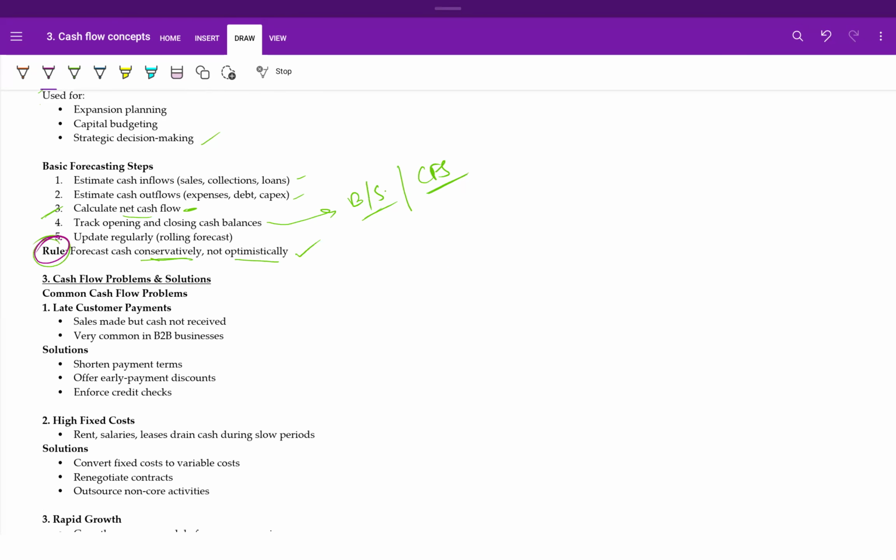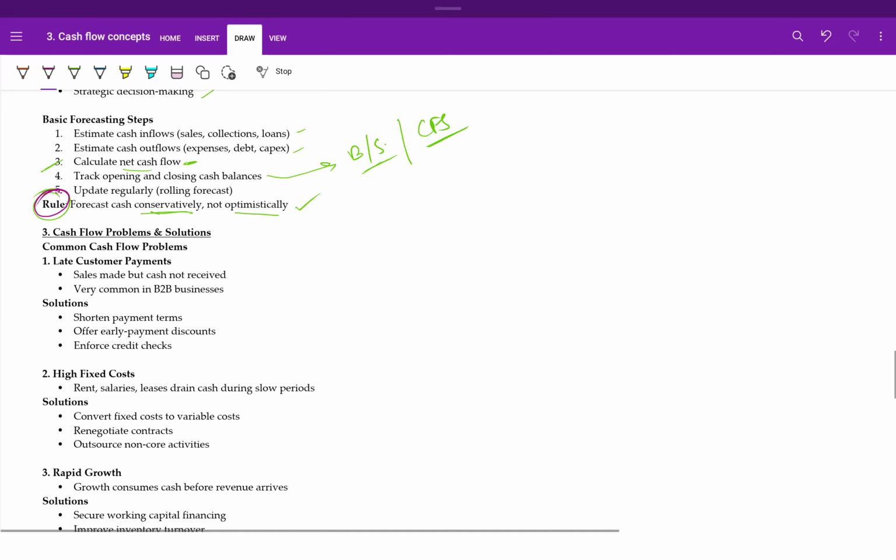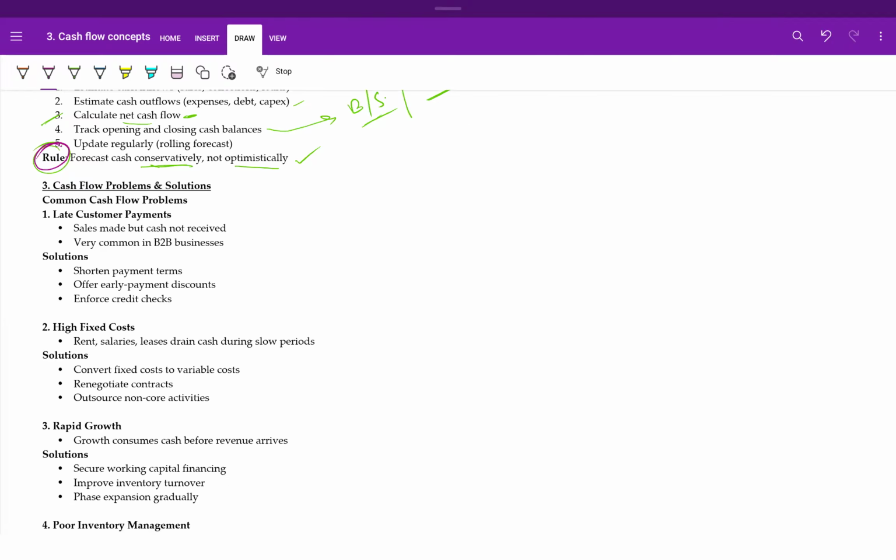Okay. Now let's talk about cash flow problems and solutions. So common cash flow problems are late customer payments. This problem occurs when sales were made, but cash was not received on time. And it's very common in B2B business, business to business, where the businesses deal with businesses. So this is a common problem.